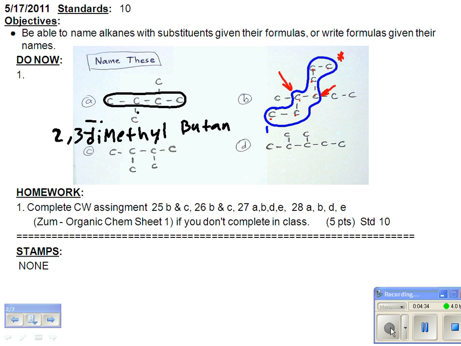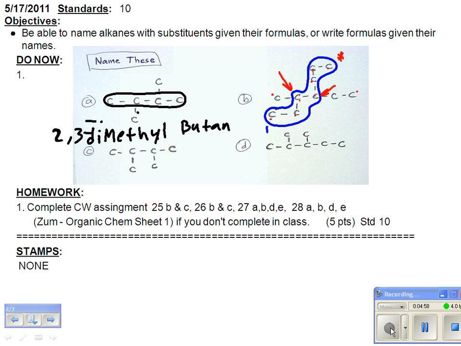All right, now let's give this guy a name. What are the names of our two substituents? Methyl and ethyl. Okay, so we have a methyl here, and we have an ethyl over here. And so now let's put those into a name. Who comes first, methyl or ethyl? Ethyl comes first, and what carbon is she on?